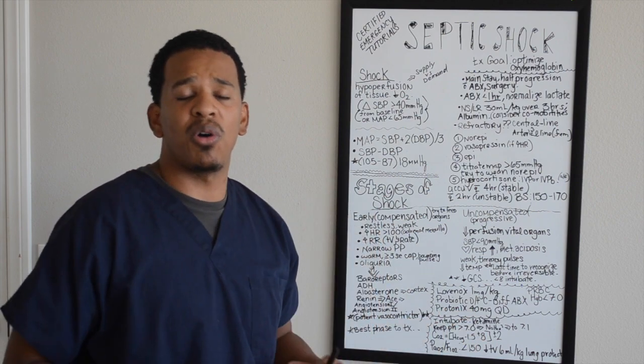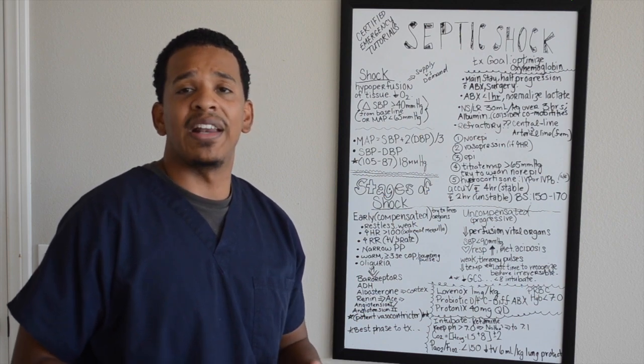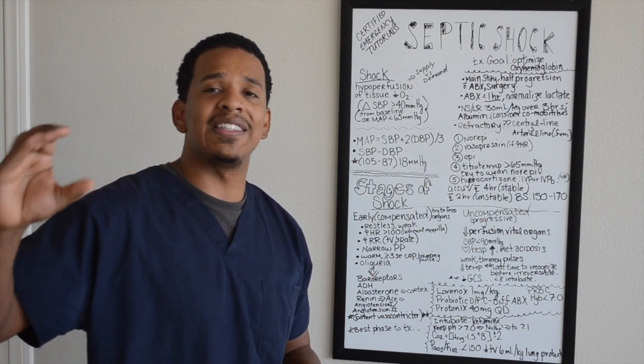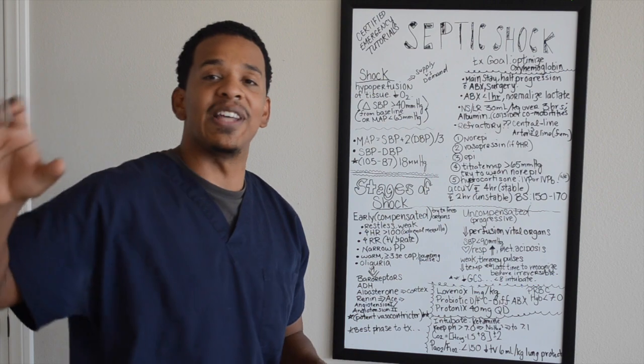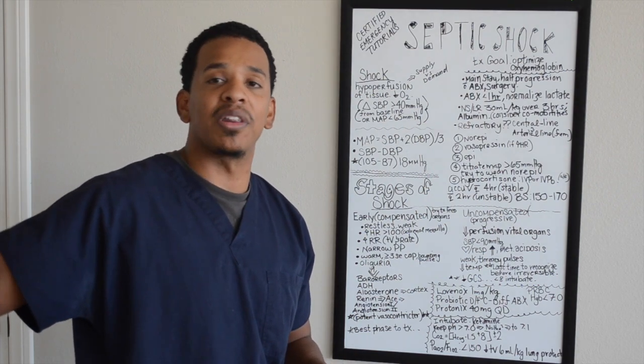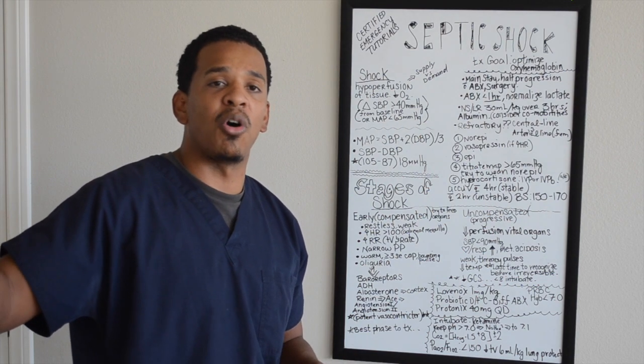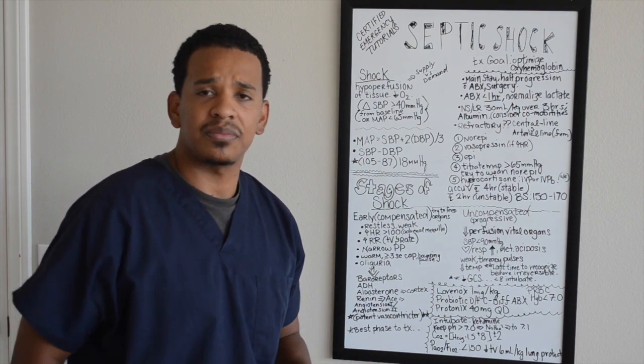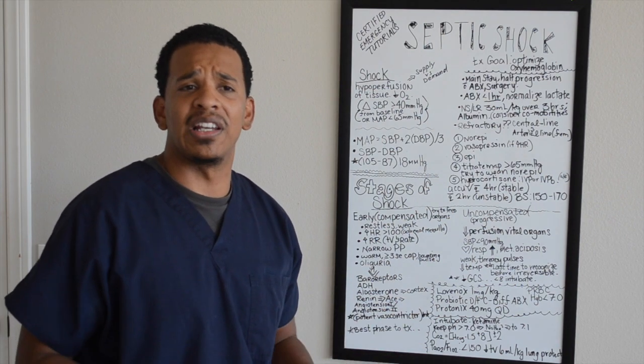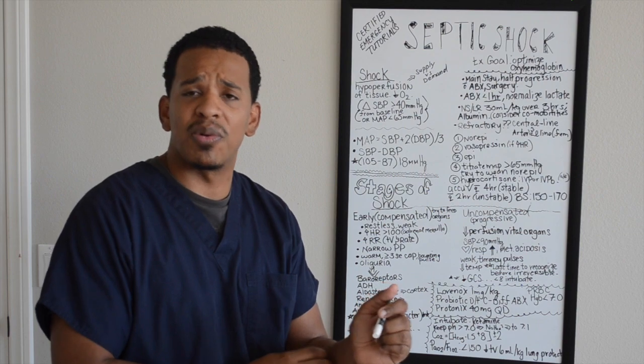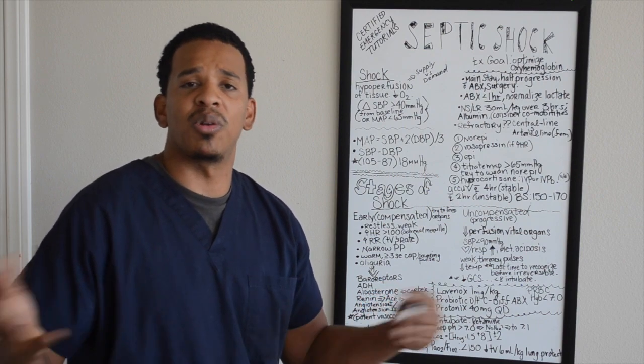So rewarm the core first at a rate of 0.5 to 2 degrees Celsius per hour, nothing more than that, or you can cause what they call rewarming shock, right? Think about what happens to the liver. The liver starts metabolizing drugs a lot slower when you're hypothermic, and now you just rewarmed the patient.